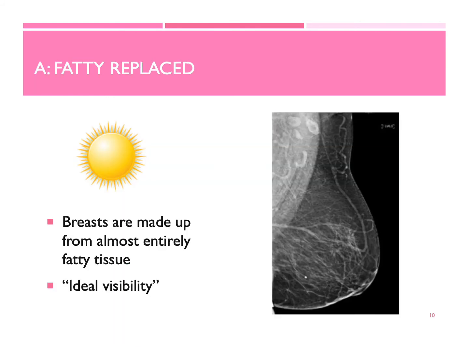The first category is fatty replaced, and this is when your breasts are made up almost entirely of fatty tissue. We would call this ideal visibility, and this is represented by our sun graphic here. Also on the right, we can see the mammogram is very transparent with barely any white.